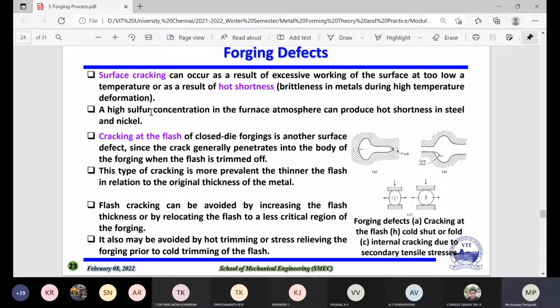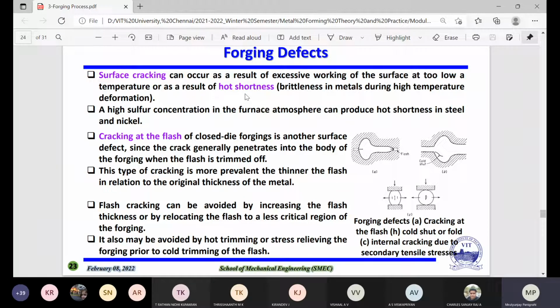Here I mentioned that surface cracking can occur as a result of excessive working of the surface. So three things we have to remember. One is what types of defects we have. Second is what the cause is and how it is created. And third is how to diminish or remove it. These are the three things we have to understand as technical persons. Surface cracking can occur as a result of excessive working of the surface at too low a temperature, or as a result of hot shortness.